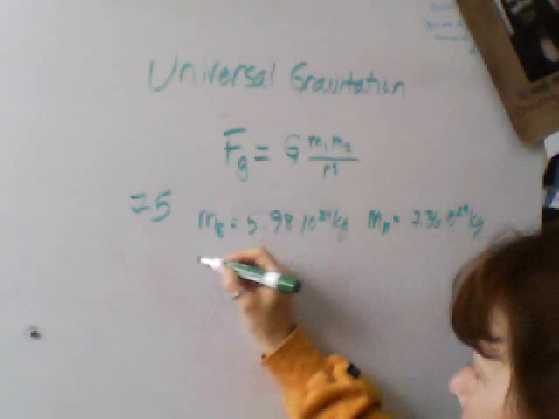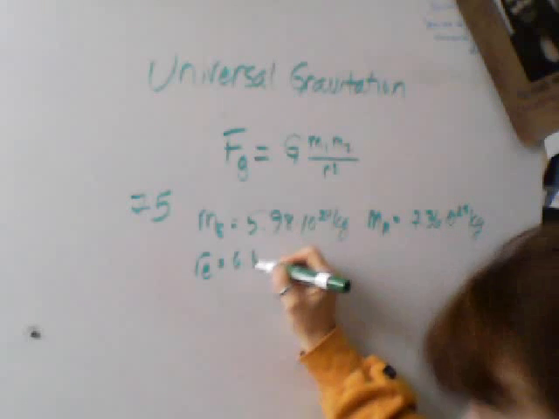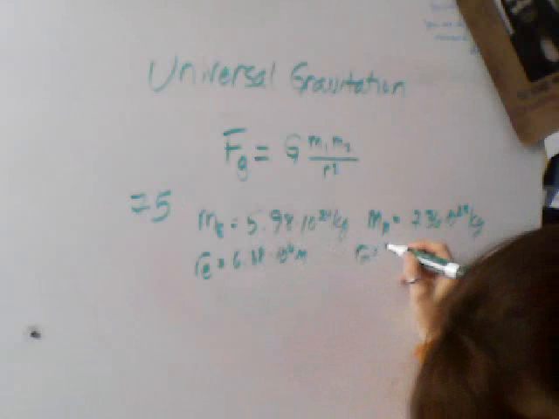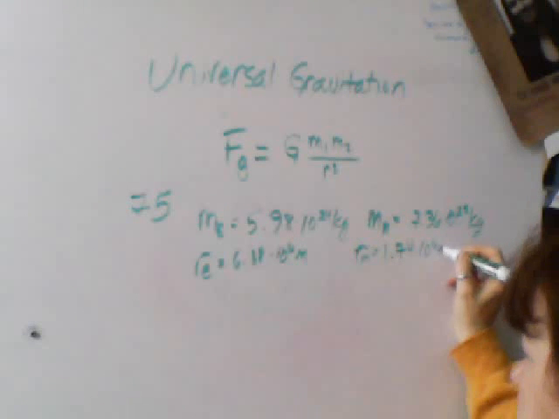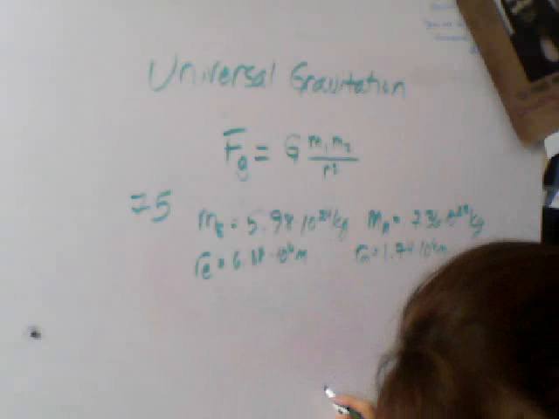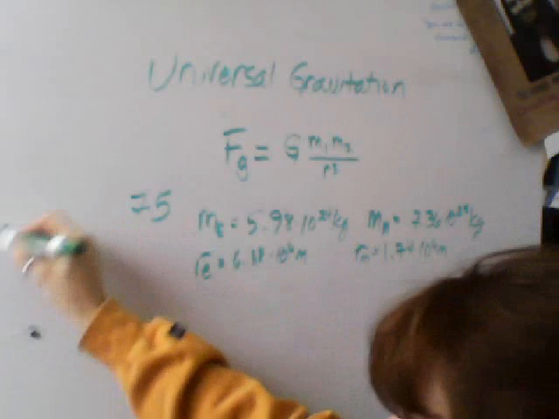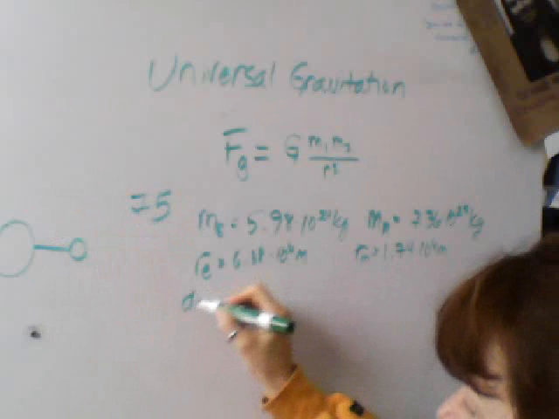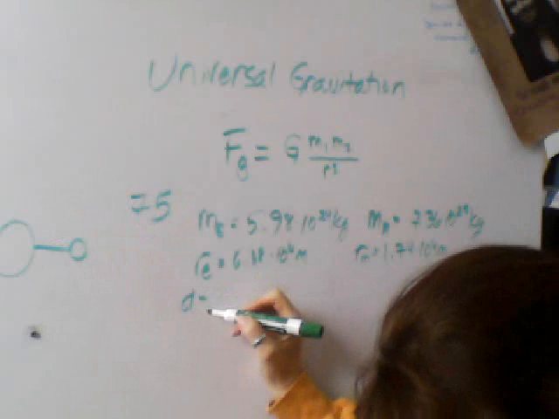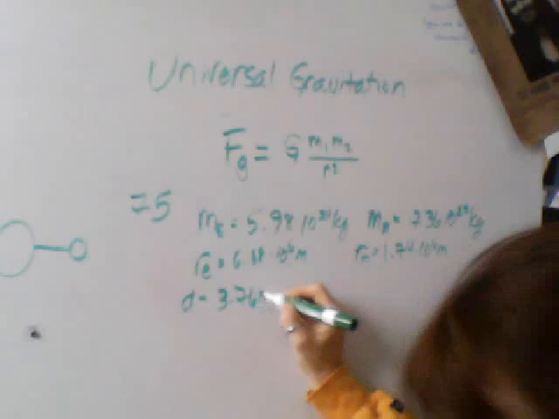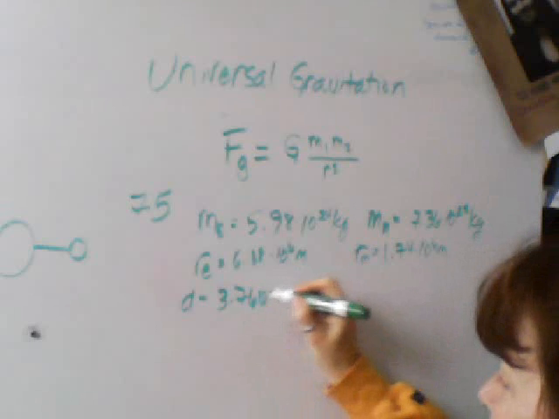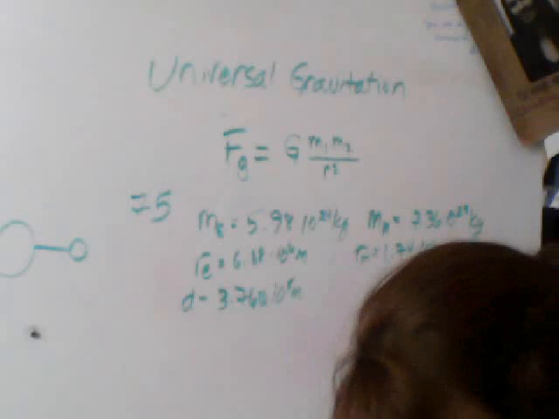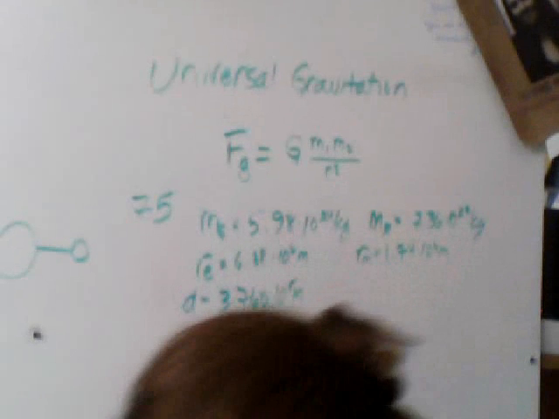And they give us the radius of the Earth, 6.38 times 10 to the 6 meters, and the radius of the moon, 1.74 times 10 to the 6 meters. And it says the distance between the surface of the Earth and the surface of the moon. So just like I was explaining before, they're giving us this distance. I'm going to put that as D for right now. D is 3.76 times 10 to the 8th meters. And we know that the constant is 6.67 times 10 to the negative 11.